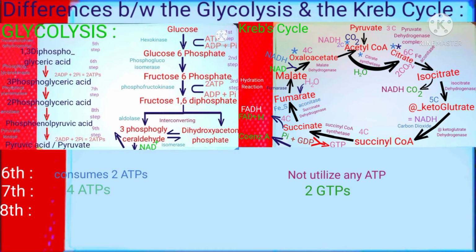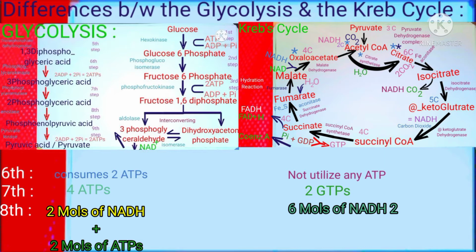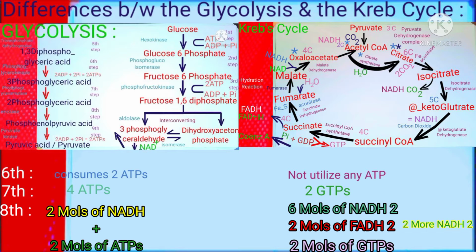The eighth difference between the both is that the net energy production from the glycolysis process is 2 molecules of NADH plus 2 molecules of ATPs for only 1 molecule of glucose broken down, whereas Krebs cycle produces about 6 molecules of NADH, 2 molecules of FADH and 2 further molecules of GTP for every 2 molecules of acetyl coenzyme A which are oxidized by the Krebs cycle. 2 more molecules of NADH are also obtained during the conversion of 2 molecules of pyruvate to acetyl coenzyme A that you can see here on this Krebs cycle diagram.